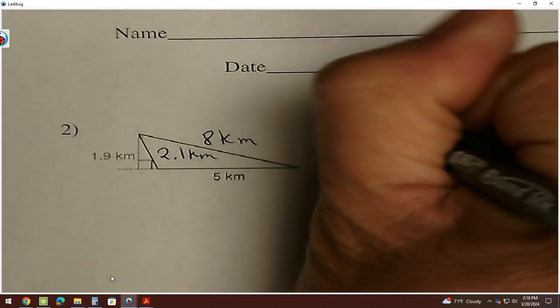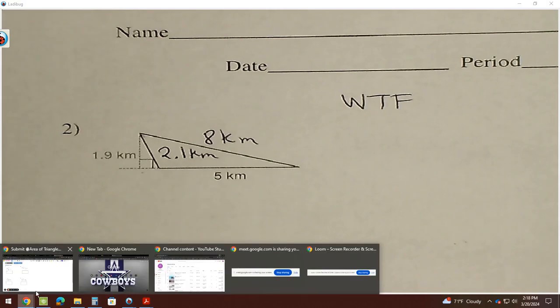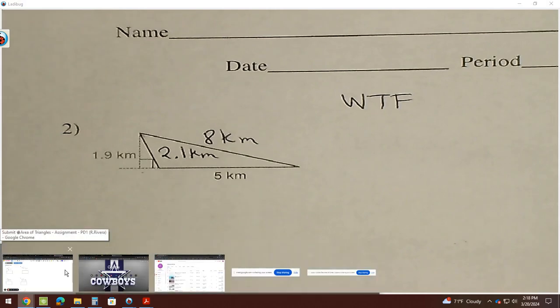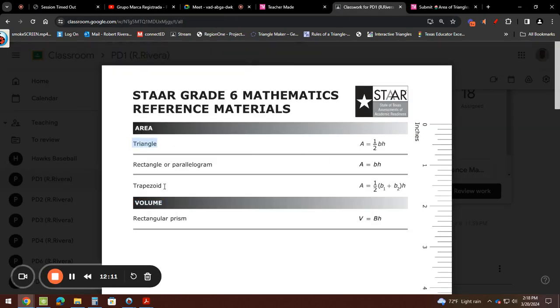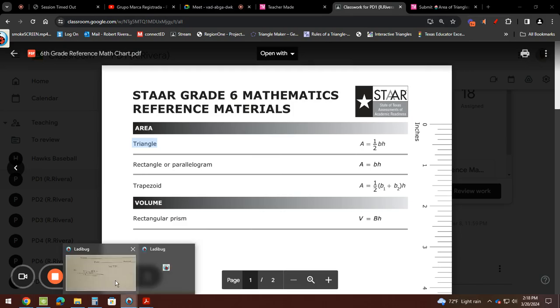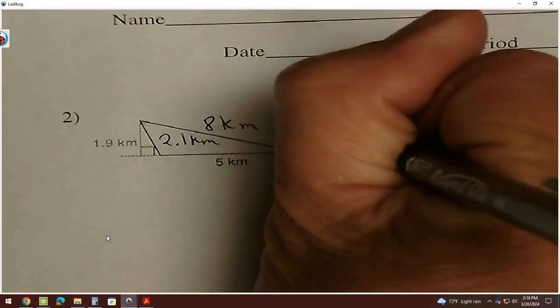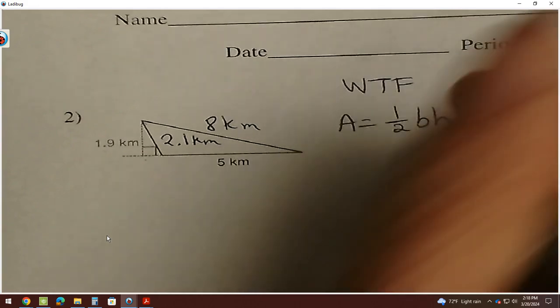So the first step is write the formula. So I'm going to go to the math chart. Again, the math chart is right here on your Google Classroom. On Monday was trapezoid, and now we're using triangles, so that's why we need to use this formula. A equals half BH. So A equals 1/2 base times height.